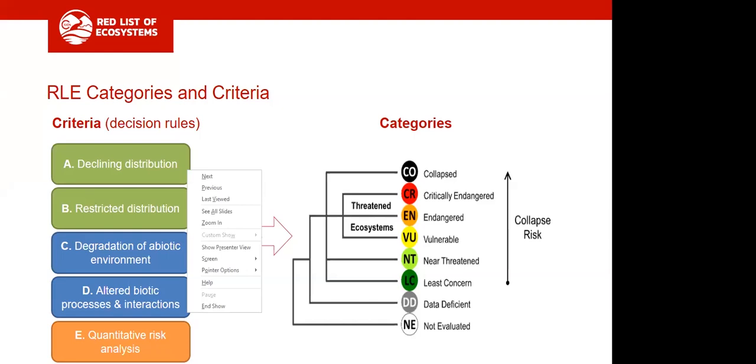rather than specific categories that tell us some specific exact probability of collapse. They're comparable in the sense that we know that an ecosystem that is critically endangered is more severely threatened than one that is vulnerable in this case. There are eight categories that go from the highest risk at the top, which is a collapsed ecosystem, going down to critically endangered, endangered, vulnerable, near threatened, least concern, data deficient, and not evaluated.